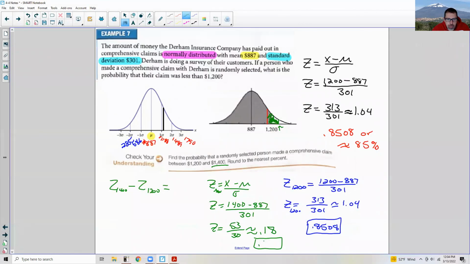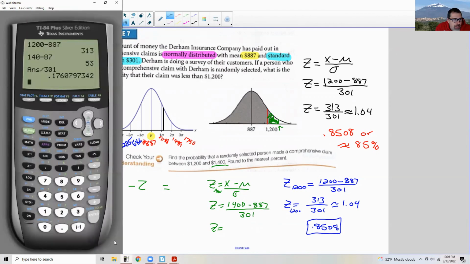So this is 0.5714. So you subtract the Z 1,400 from Z 1,200. I've got this backwards. Okay, I don't know what I pressed in my calculator, but I'm looking at this 53 over 30. I'm like, where did that come from? Must be the NyQuil or DayQuil. All right, so anyhow, let me be more careful here.